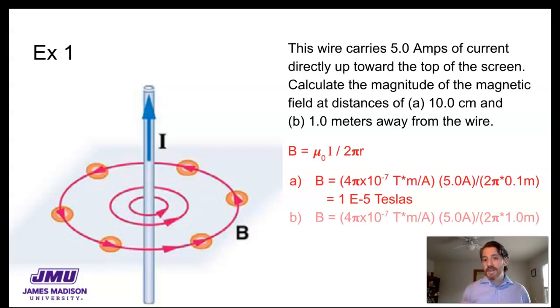If I were to calculate this at 1 meter, I do this the exact same way, but the distance goes from being 10 centimeters to 1 meter, which means that the calculation comes out to the B field having a magnitude of 1 times 10 to the minus 6th teslas. That is to say, if you were 10 centimeters away, it would be 1 times 10 to the minus 5th teslas, and if you were 100 centimeters away, that's much farther out. The strength of the magnetic field would be weaker, but the direction would still be defined the same way.